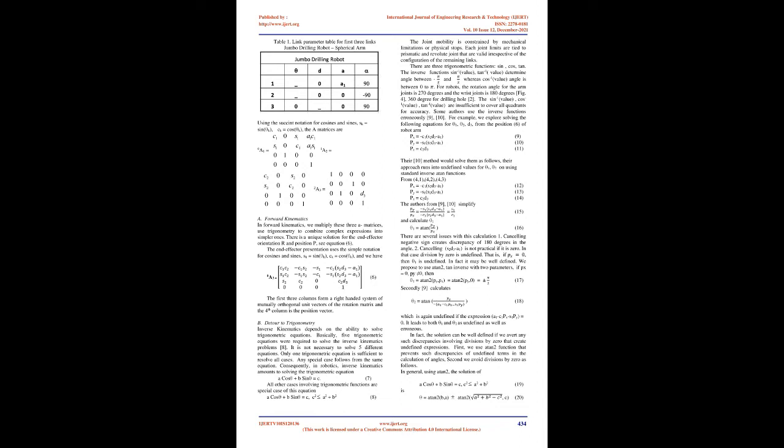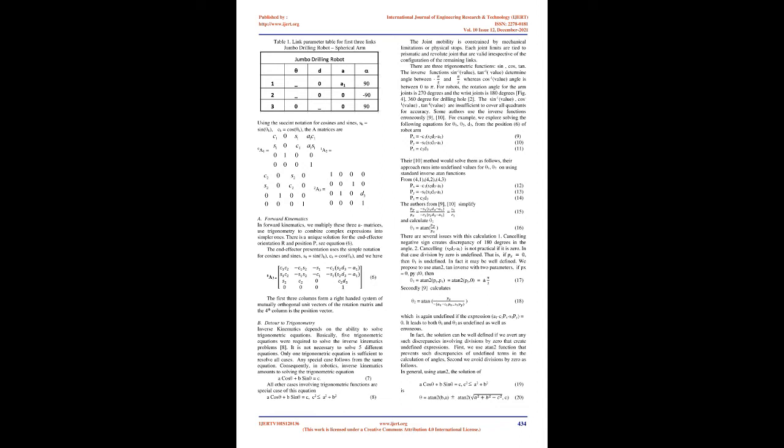In forward kinematics, we multiply these 3 A matrices and use trigonometry to combine complex expressions into simpler ones. There is a unique solution for the end effector orientation R and position p, see equation 6. The end effector presentation uses the simple notation for cosines and sines, sk equals sin θk, ck equals cos θk, and we have the following. The first 3 columns form a right-handed system of mutually orthogonal unit vectors of the rotation matrix, and the 4th column is the position vector.